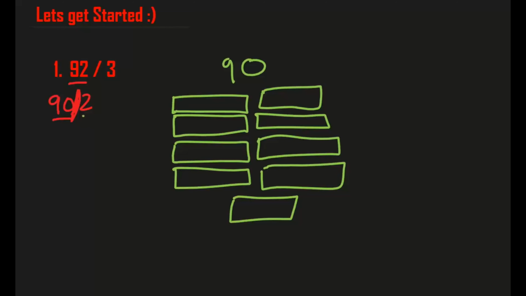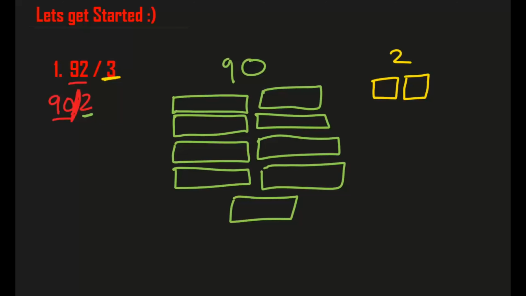And then we have 2. So for that, I'm gonna use yellow. So I'm gonna use 2 small blocks. So that's gonna be 2. So now we're dividing it by 3. So first off, we're gonna divide 90 by 3. So that means we're gonna divide it into 3 equal pieces. So I'm gonna use a different color for that.